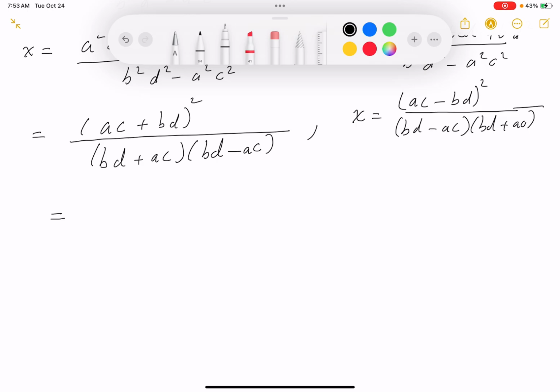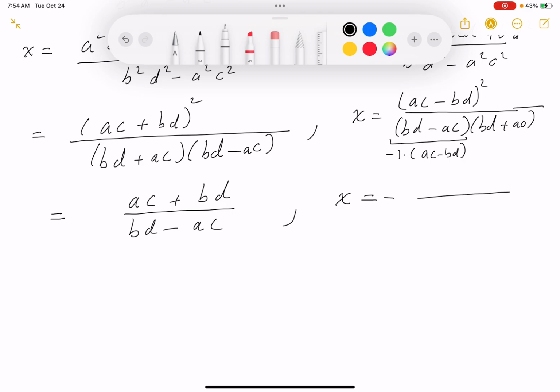And I'm still looking around for things to do, and I kind of see something over here. I see the factor bd plus ac on top and bottom. One of them is going to cancel off, by the way. So I'm left with ac plus bd over bd minus ac. All right, that one's done. Let's do the next one. Now, this one's a little tricky. I'm going to factor a minus 1 out from the bottom. If I factor minus 1 out from this one, I get minus 1 times ac minus bd. So I'm going to put a minus sign here, and one of those factors also cancels off. You're left with ac minus bd over bd plus ac.